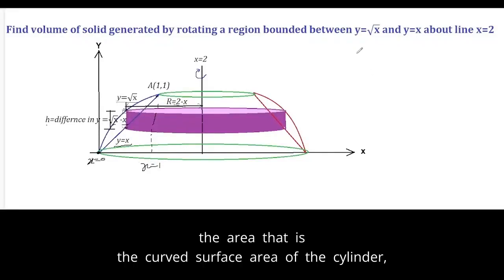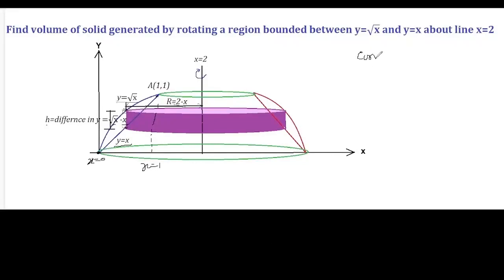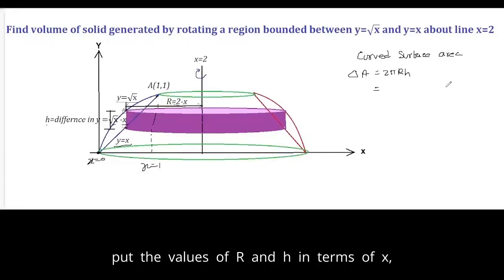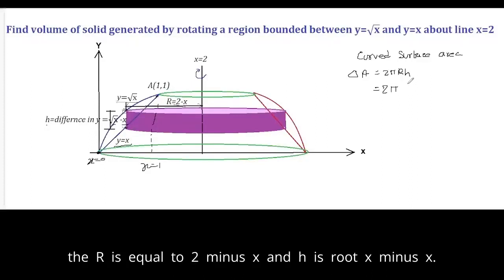Now the curved surface area of the cylinder, delta A, is equal to 2 pi r h. Put the value of r and h in terms of x. So r is 2 minus x and h is root x minus x.